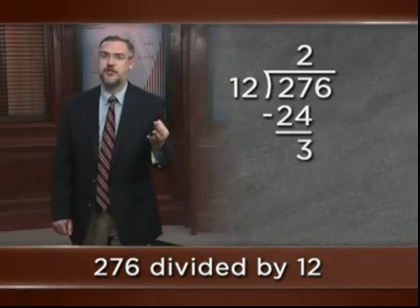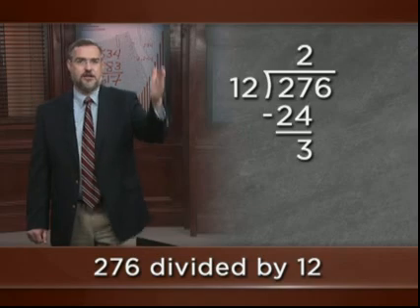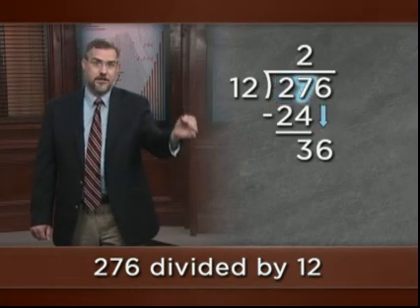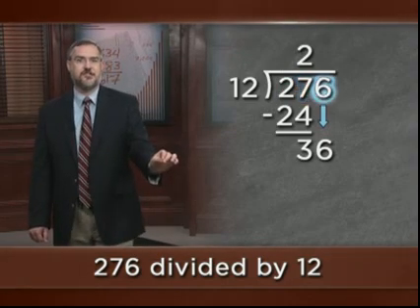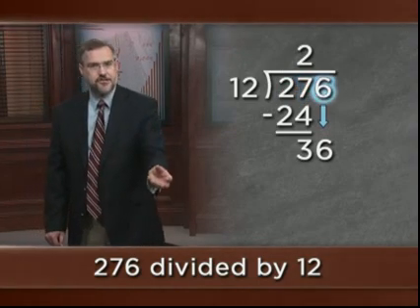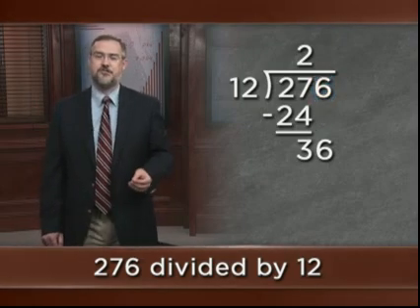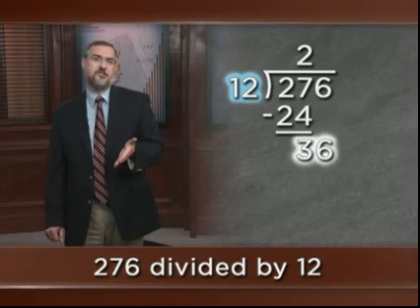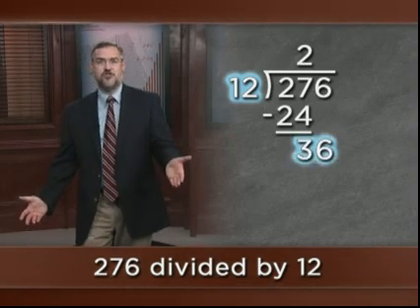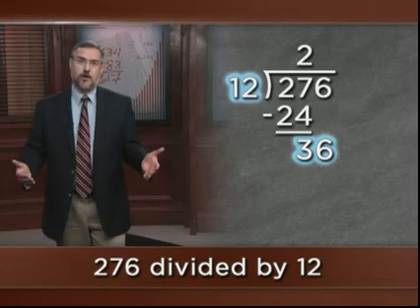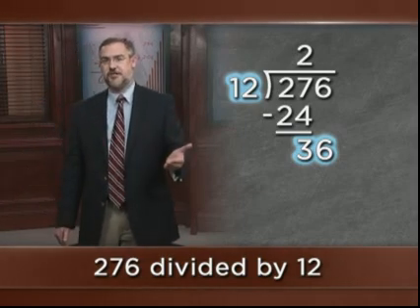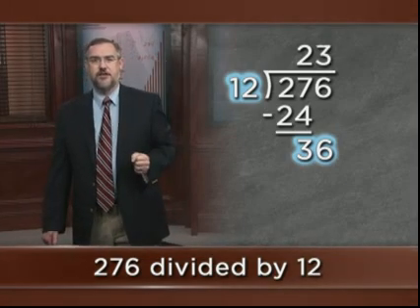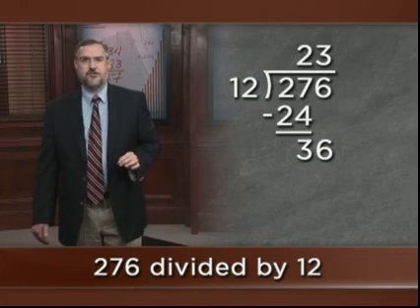Now what do we do next? We take the next digit in our dividend and we drop it down. Well, we've already used the 2, we've already used the 7, so all we have left is the 6. We drop that 6 down, and now we have 36 at the bottom of our work, and we ask ourselves, how many times does the 12 go into or divide the 36? Well, if you know your multiplication facts, you know pretty quickly that 12 times 3 equals 36. So we're going to write that 3 up above the 6 in the dividend, and we're going to have a 3 in our answer section.